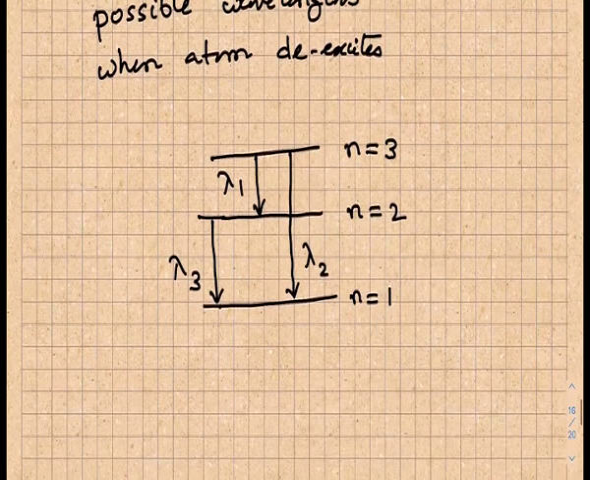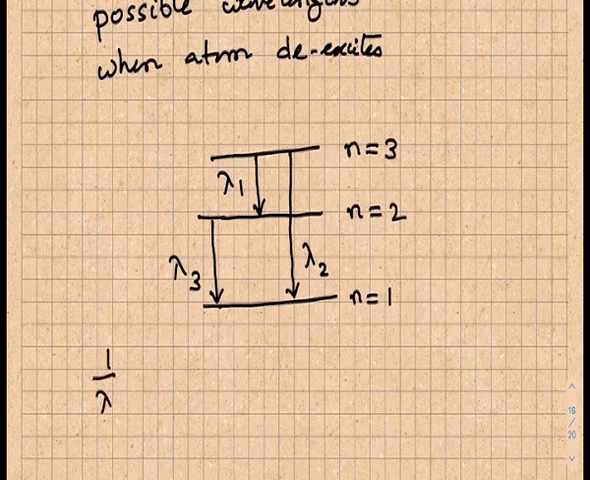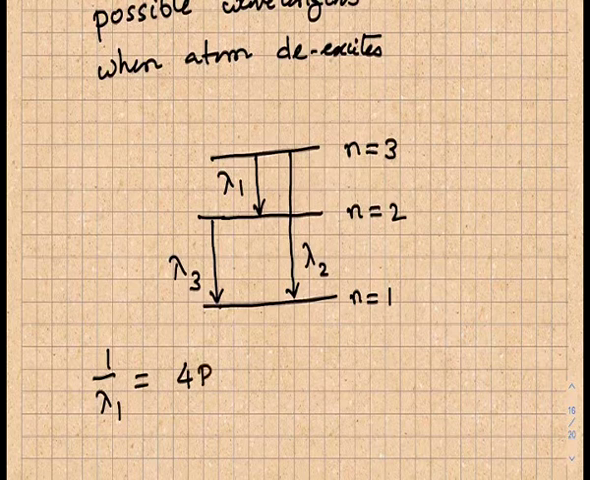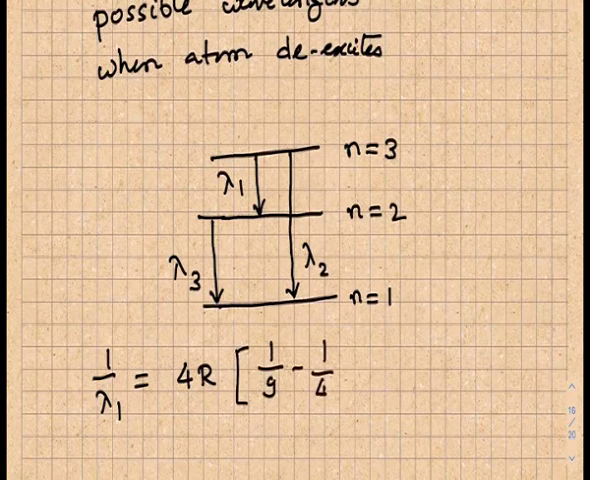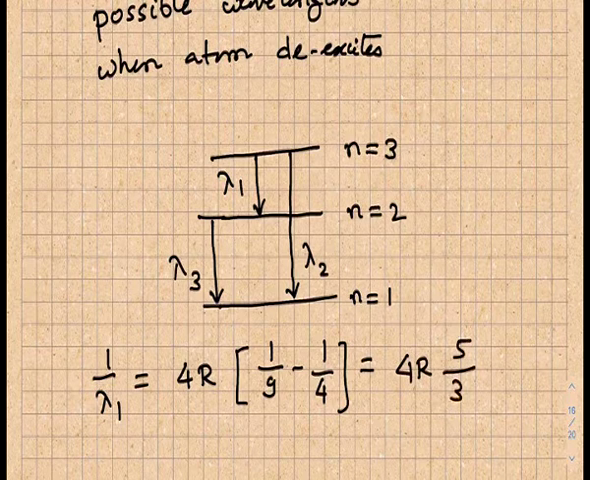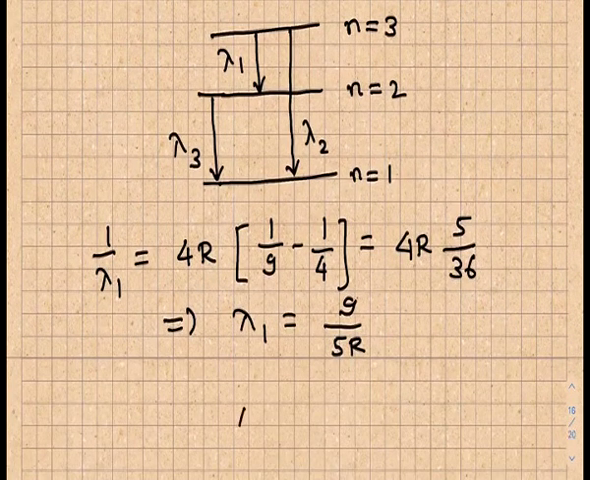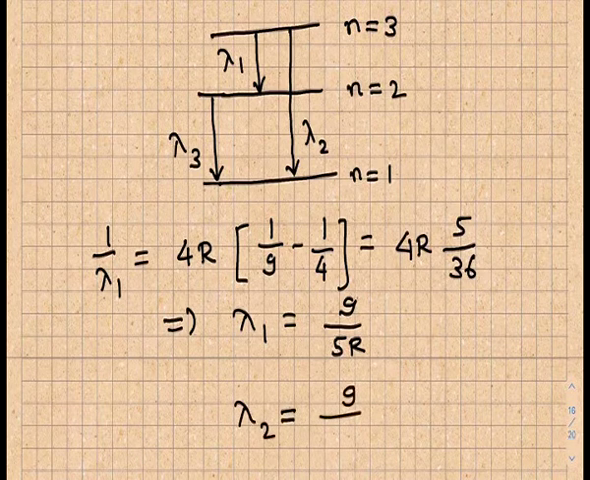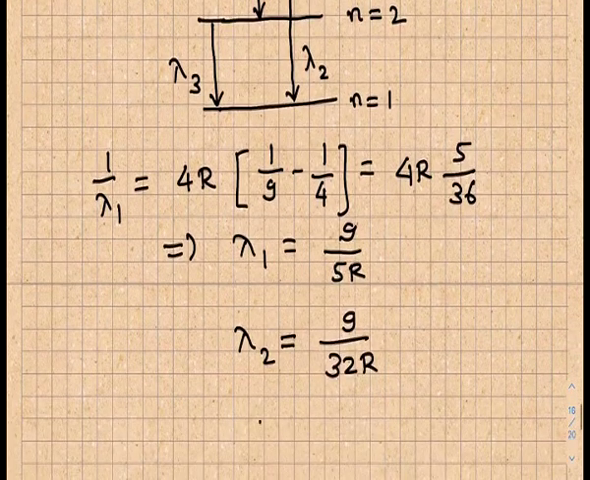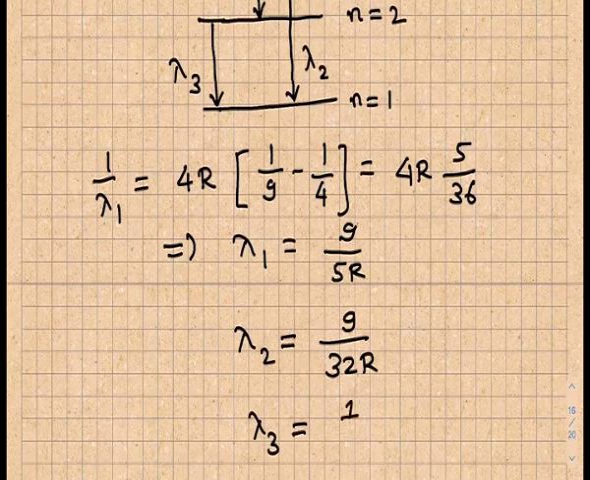So now let us do it one by one. For the first one, 1 by lambda 1 is equal to Z squared R, and Z is equal to 2, so you have 4R times (1 by 4 minus 1 by 9). Okay, this is going to give you 4R into 5 by 36. Therefore lambda 1 is equal to 9 divided by 5R. Similarly, I leave it to you, it's easy to show that lambda 2 would turn out to be 9 by 32R and lambda 3 would turn out to be 1 by 3R.